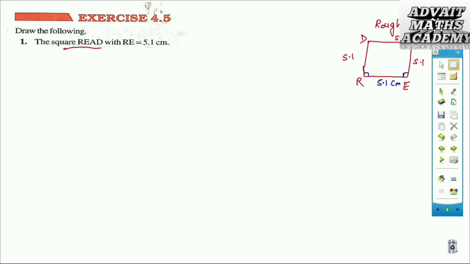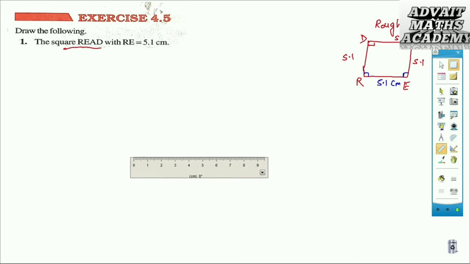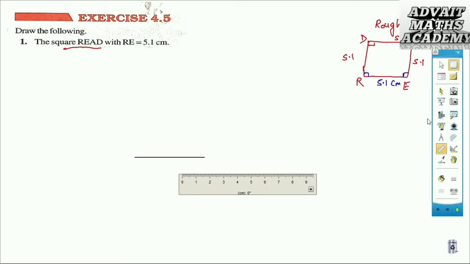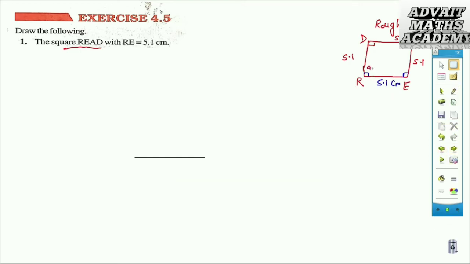Now see exercise number 4.5. In that, the square READ, R is 5.1 centimeter. You know, in a square all sides are the same and each angle is 90 degrees. First draw the 5.1 centimeter line. Then draw the 90 degree angle. Draw a semicircle.